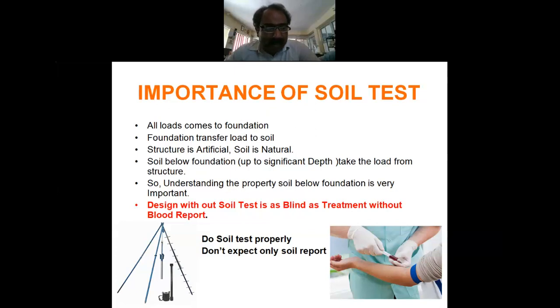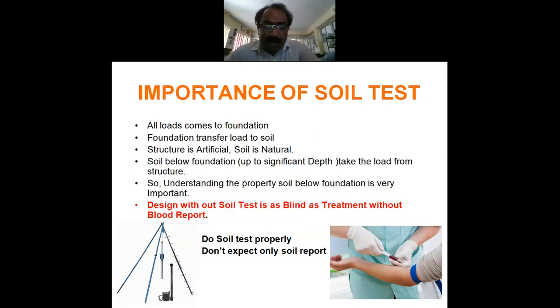Don't do this, because myself and my brother, siblings of the same parents, have different blood reports. My brother's blood report is different, so the treatment for me is different. The treatment for my brother may be different. Similarly, a particular site has to be tested. What is beneath your foundation?